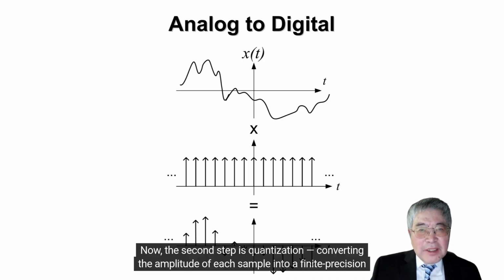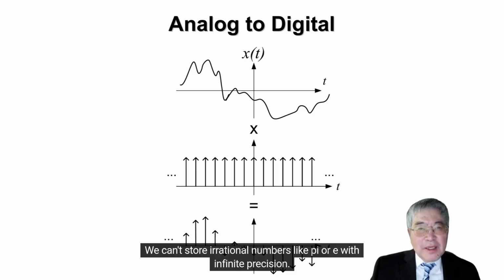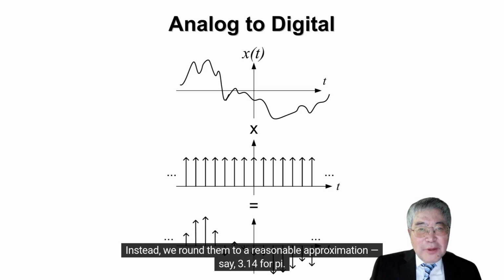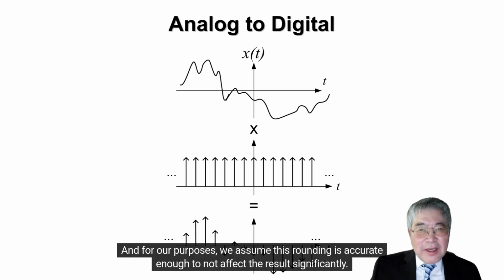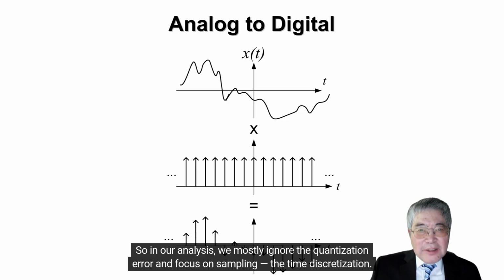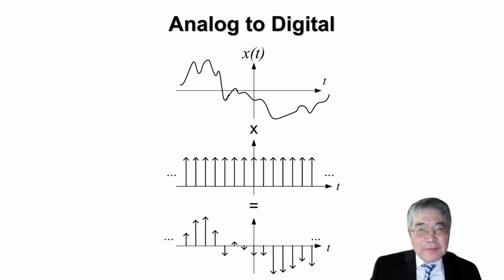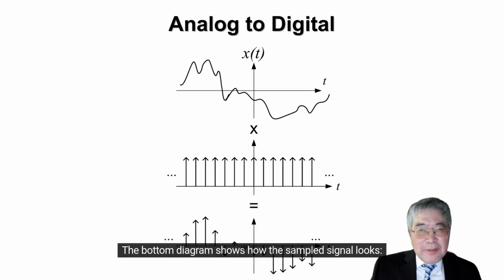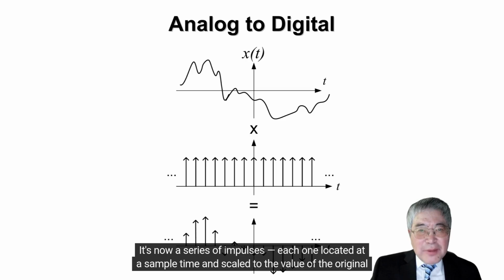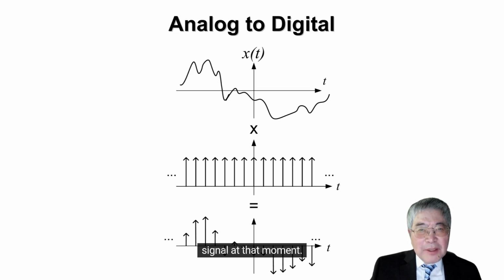Now the second step is quantization, converting the amplitude of each sample into a finite precision value. We can't store irrational numbers like pi or e with infinite precision. Instead, we round them to a reasonable approximation, say 3.14 for pi, and for our purposes, we assume this rounding is accurate enough to not affect the result significantly. So in our analysis, we mostly ignore the quantization error and focus on sampling, the time discretization. The bottom diagram shows how the sampled signal looks. It's now a series of impulses, each one located at a sample time and scaled to the value of the original signal at that moment.